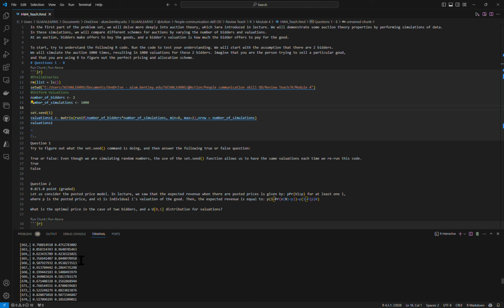Now, moving on to question number 2. It says, let us consider a posted price model. In lecture, we saw that expected revenue when there are posted prices is given by Pr(V_i > P for at least one i), that is for one individual, where P is the posted price and V_i is individual i's valuation of the good. Then the expected revenue is equal to this.